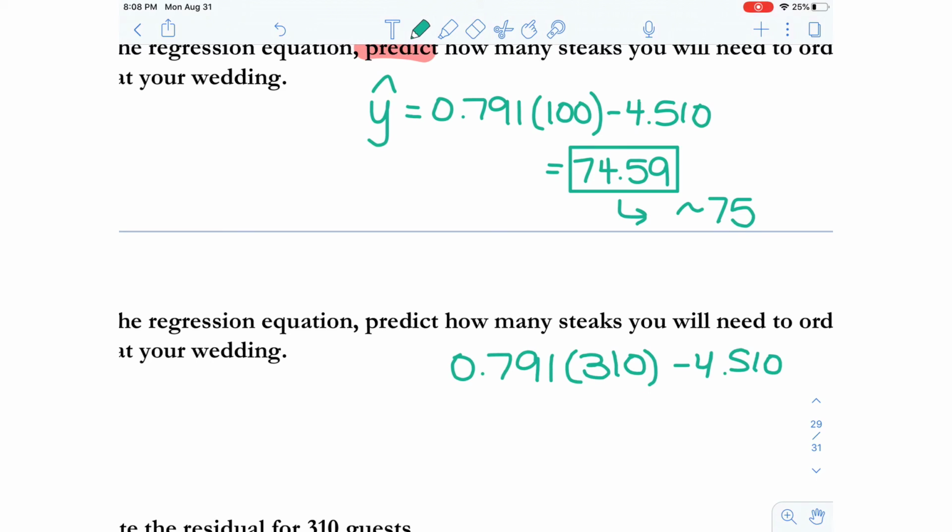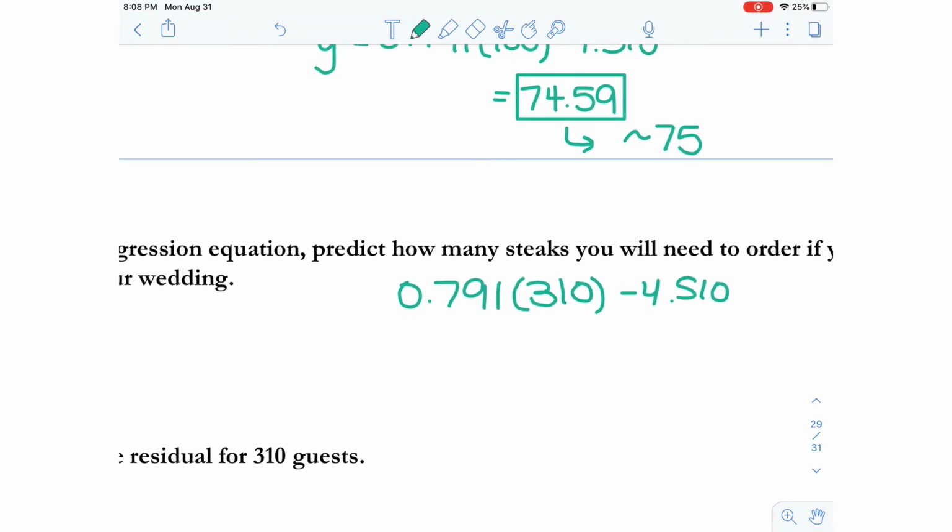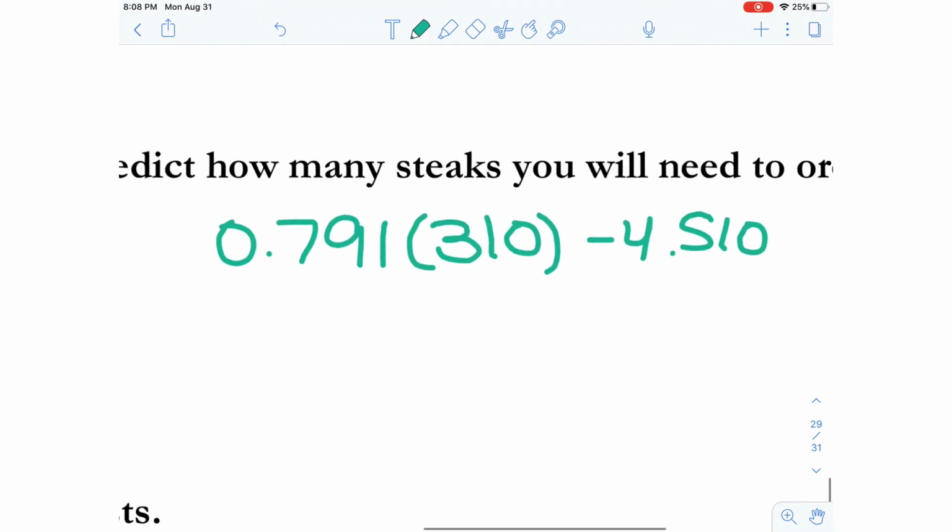minus 4.510. Fun fact, I invited 330 people to my wedding, and only 15 people said no. So we had 315 people at our wedding.